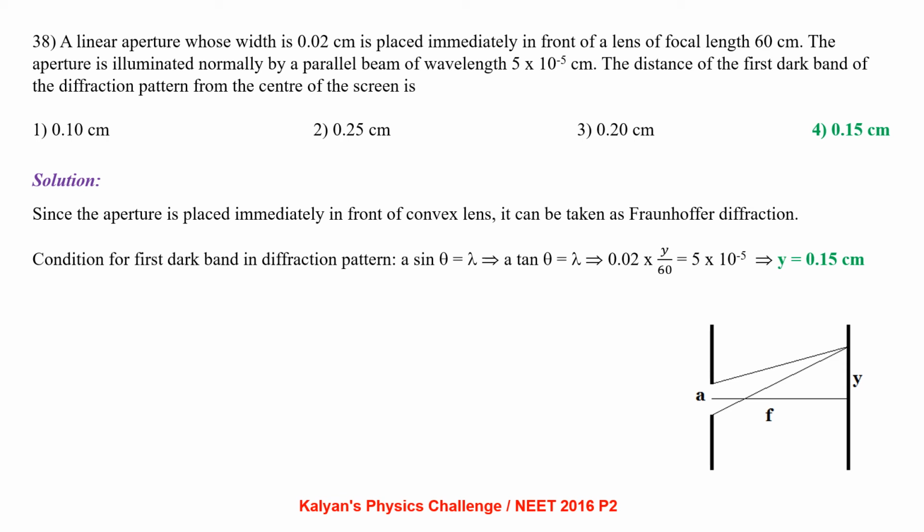Since the aperture is placed immediately in front of a convex lens, it can be taken as Fraunhofer diffraction. The condition for the first dark band in the diffraction pattern is a sin theta equals m lambda, here m is 1. Since we can apply the small angle approximation, I can replace sin theta with tan theta. So the distance comes out to be 0.15 centimeter.